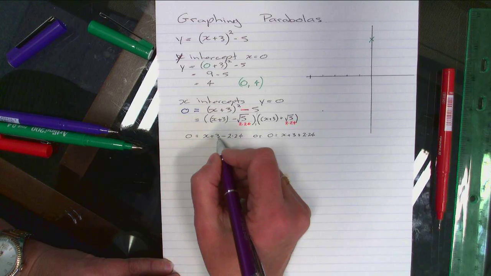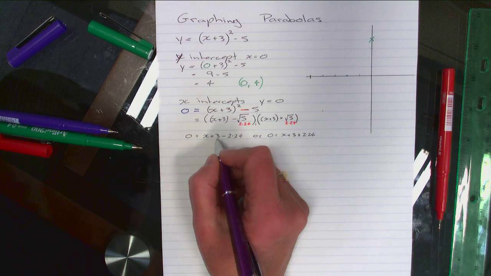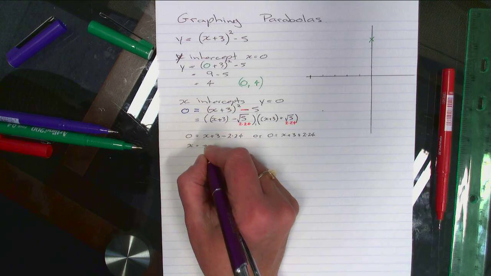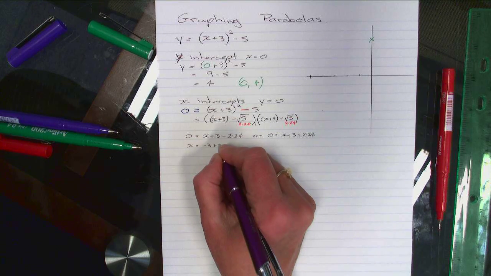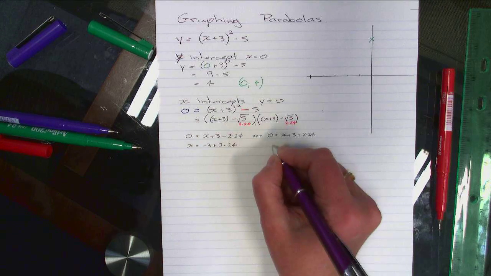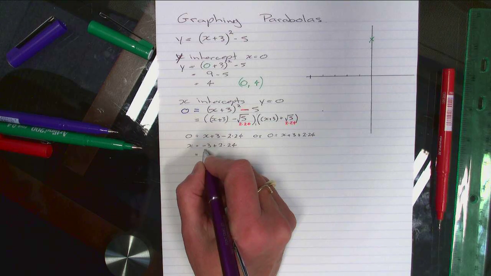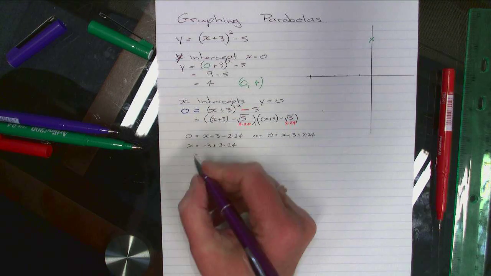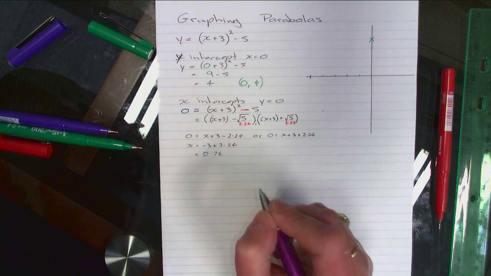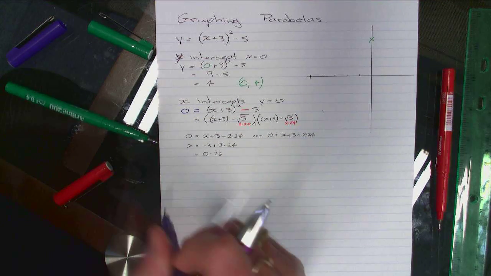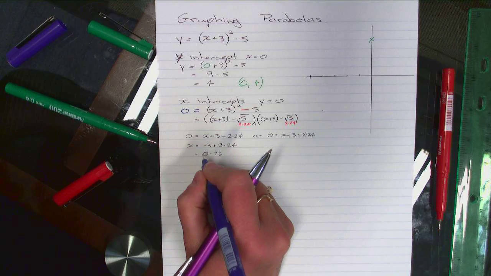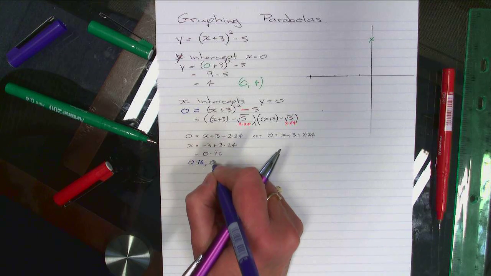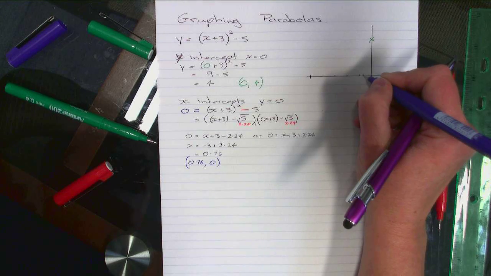So to get x on its own, we have to subtract all of this from both sides. So we're going to have x equals minus 3 plus 2.24. And to solve this, minus 3 plus 2.24 is going to be minus 0.76. So that will give me the point when y is 0, so it's minus 0.76, 0. That's on one side, so that's going to be approximately here.